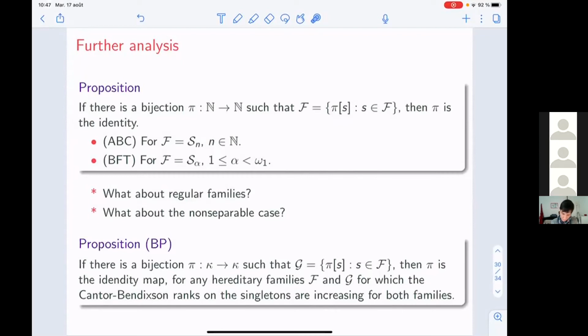So the condition is that the singletons have to have Cantor-Bendixson rank increasing in both families, then P has to be the identity map. Actually, we managed to realize this because whenever I have this bijection P here, I have an induced homeomorphism between 2 to the kappa and 2 to the kappa, or 2 to the R, or between the Cantor set and the Cantor set.